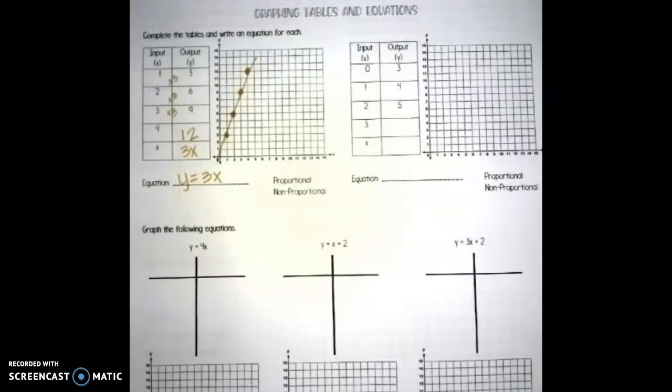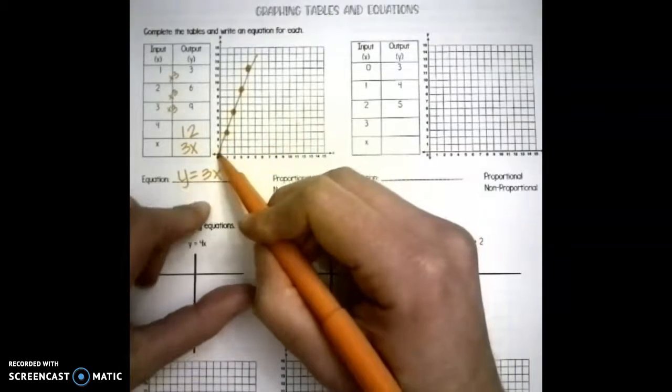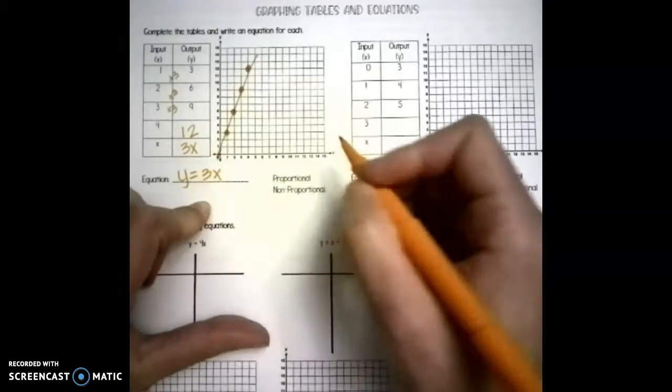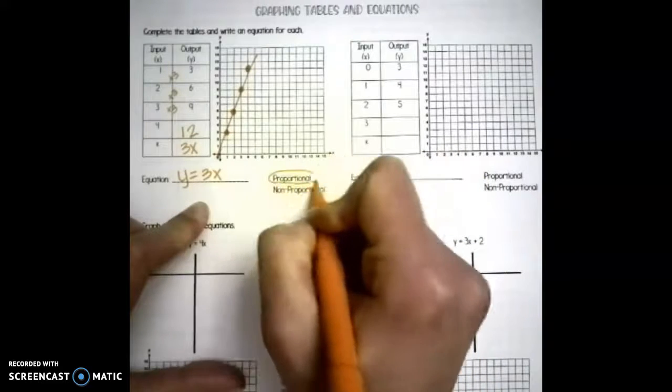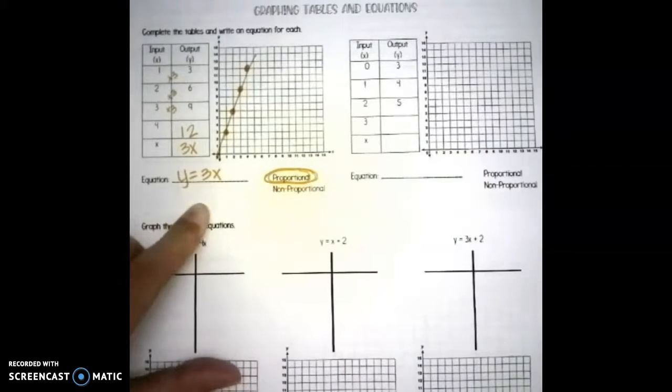So this is what's new. We need to determine if this is proportional or not. Guys, the easiest way to determine if something is proportional: does it cross through the origin, meaning at 0, 0? Yes, this one does. So this one would be proportional. It will cross through at 0, 0. And we're done. Not too bad.